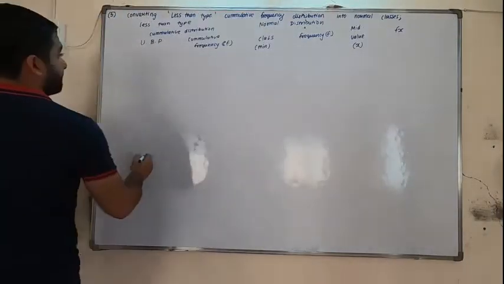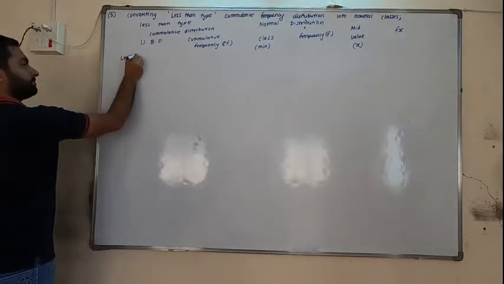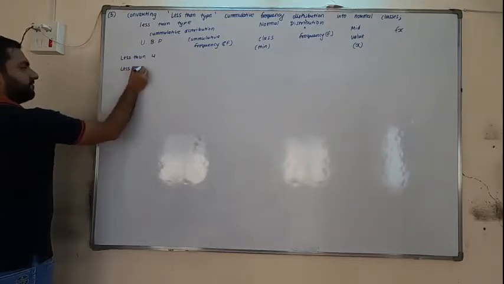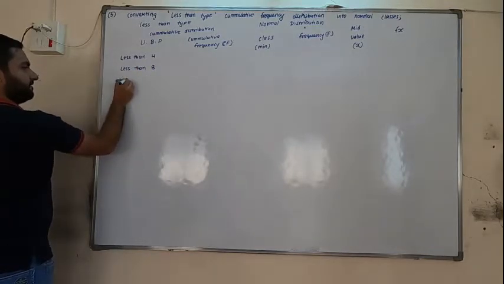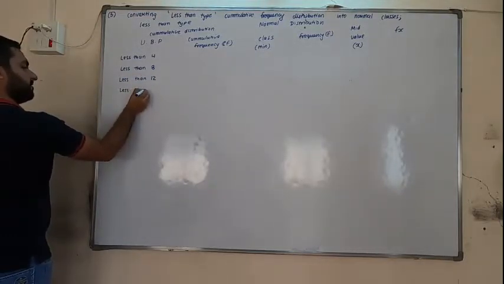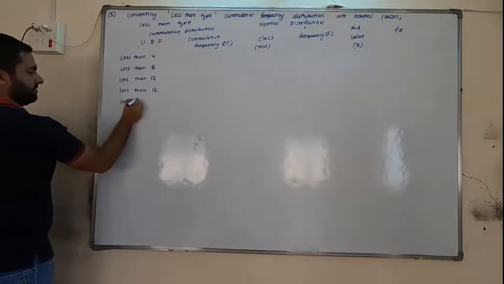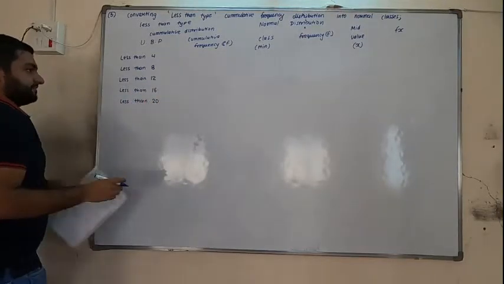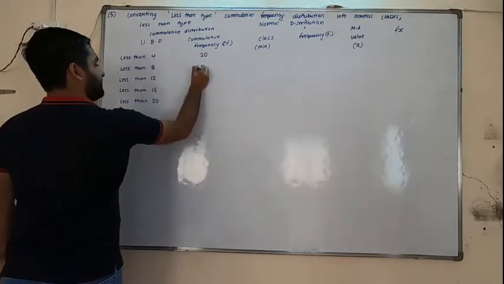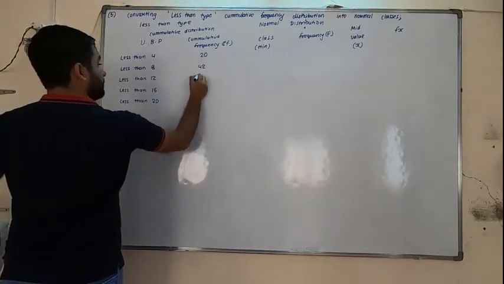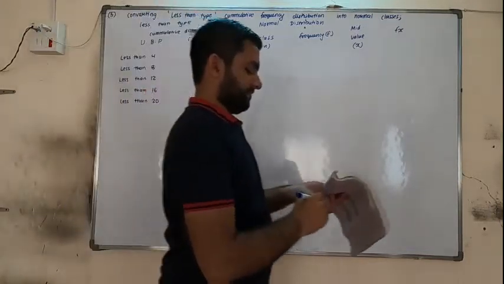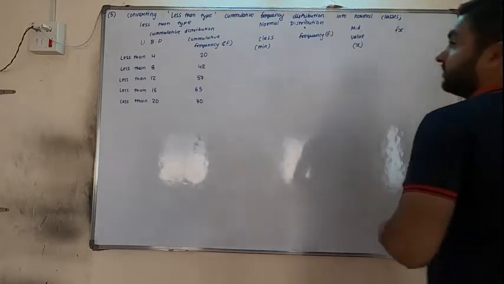Okay, so first we'll write here less than 4, 8, 12, 16, 20. Cumulative frequencies 20, 42, 57, 65, 70. Now we are drawing the columns.